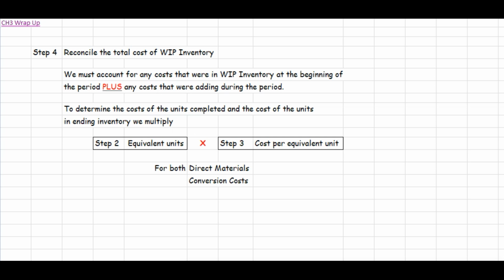And in order to do that, we're going to take our step 2 equivalent units times our step 3, the cost per equivalent unit for both direct materials and conversion costs. So we'll look at that in a comprehensive report whenever we're completing the final report anyway. That's what we have been doing, steps 1, 2, 3, and 4. We've been compiling the report. Now we will actually finish it.